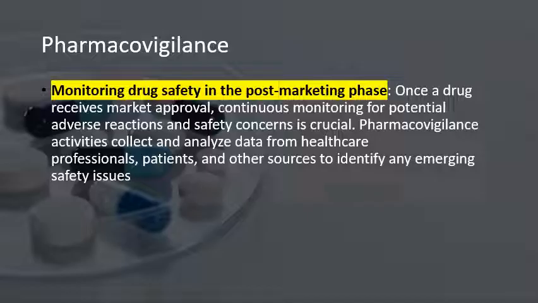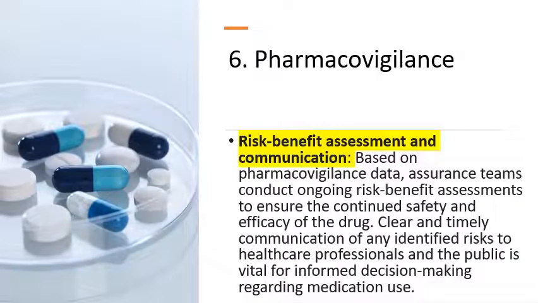So this vigilance allows industry to improve or reduce some certain ingredients that are present in the product. Pharmacovigilance is also based on data assurance, like I said, and conducting risk-benefit assessment, which allows clear and timely communication of any identified risk to help professionals and the public, so that the industry can make a credible decision regarding the use of the drug, whether to recall it or, like I said, to improve or reduce some of the ingredients in case of irritations or severe side effects.